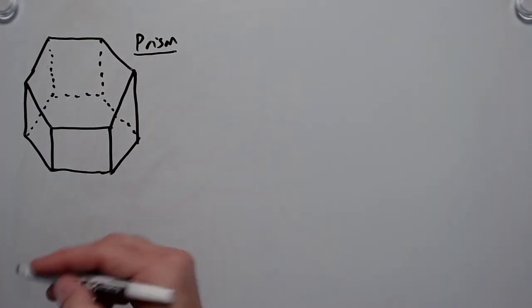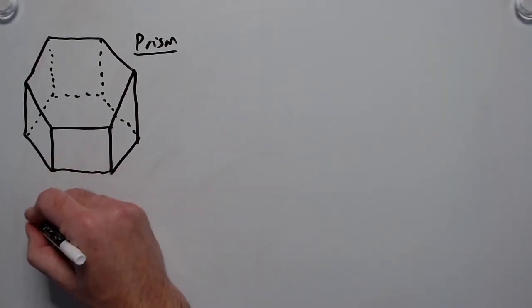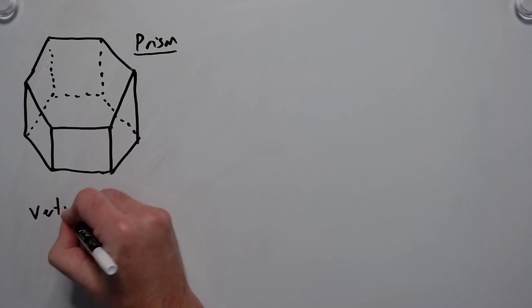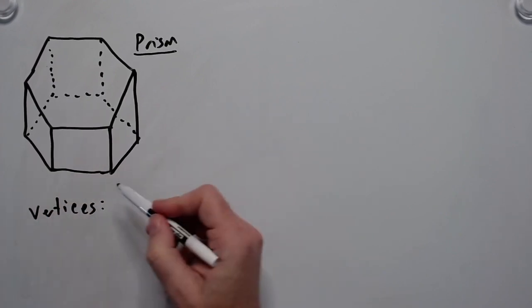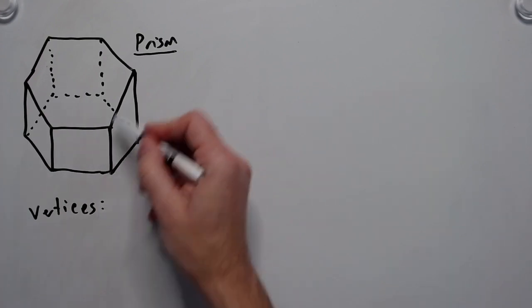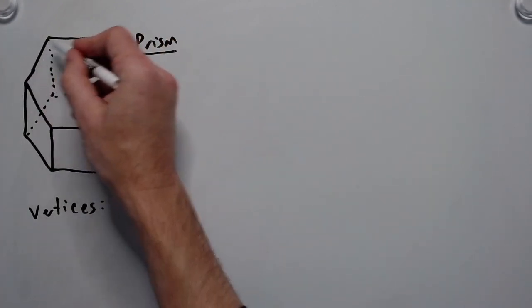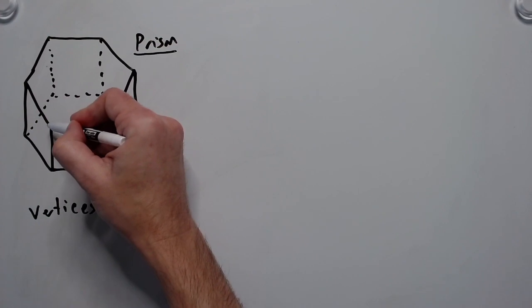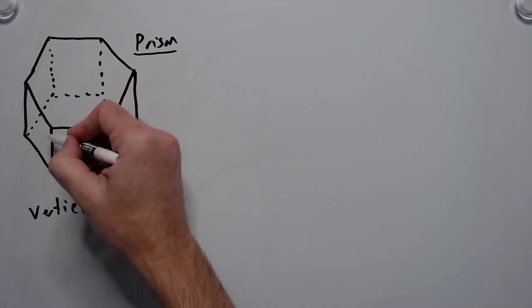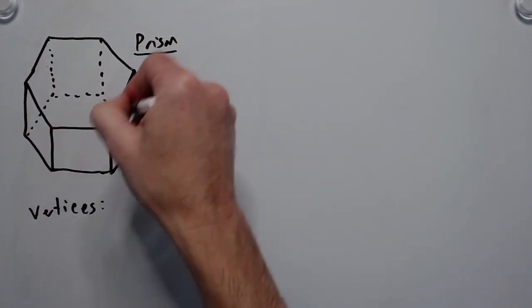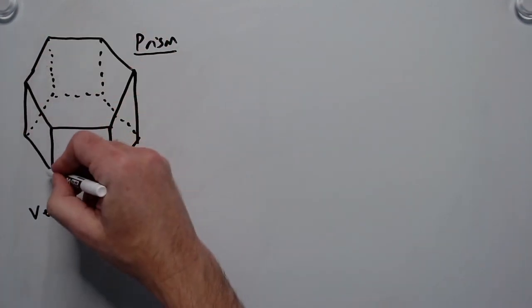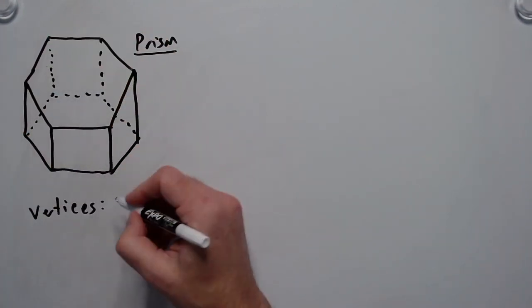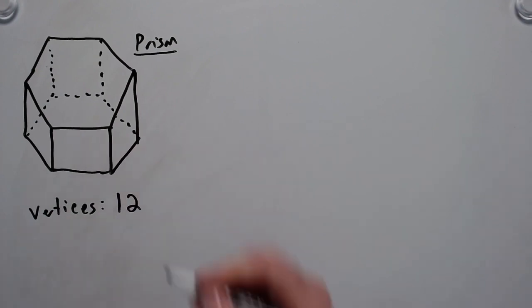So let's count some different things. Vertices. So how many vertices do we have in this prism? Well, if we look at the top base, we have 1, 2, 3, 4, 5, 6. Remember, our vertices are where the lateral edges meet and touch the other sides of the base. So we have 6 on the top and 1, 2, 3, 4, 5, 6 on the bottom. We have 12 vertices.